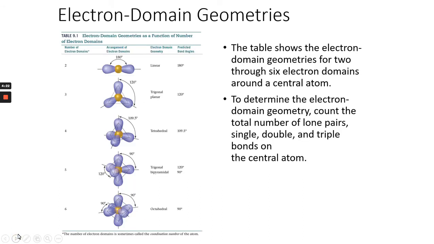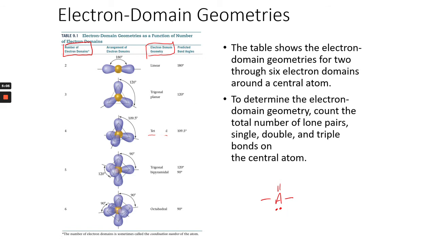So once we have our domains, we can figure out what the shapes are. If you look at this table here, here's the number of domains. So we counted 4 in our example up above, if you remember, it was A. So it had 4 domains. So the electron domain geometry is called tetrahedral. And think about it, if you tie 4 balloons together, that's 4 domains, that will form a tetrahedral shape.